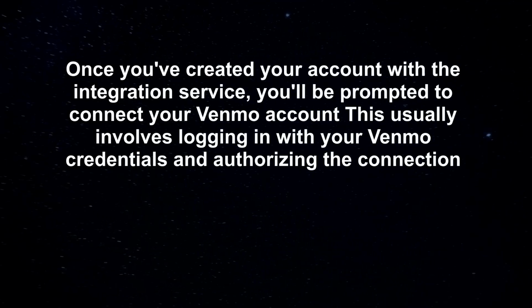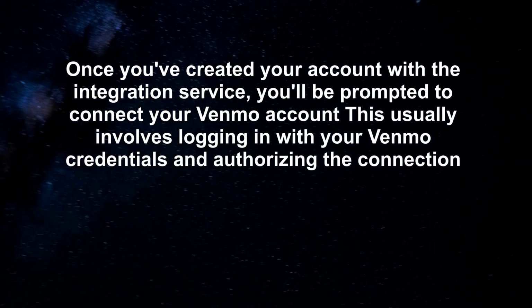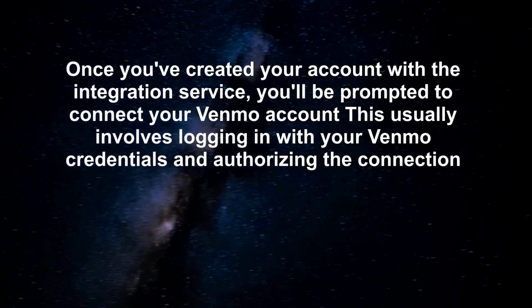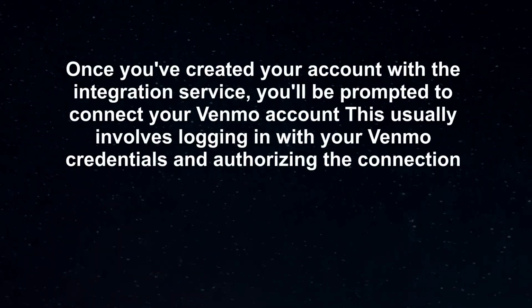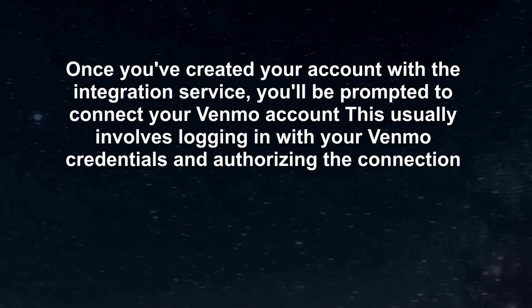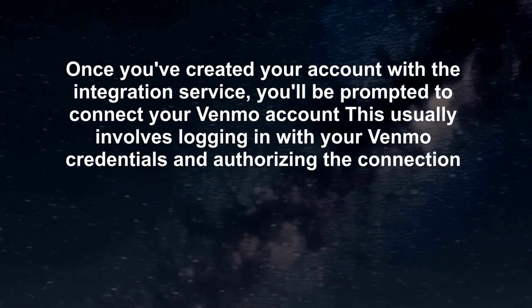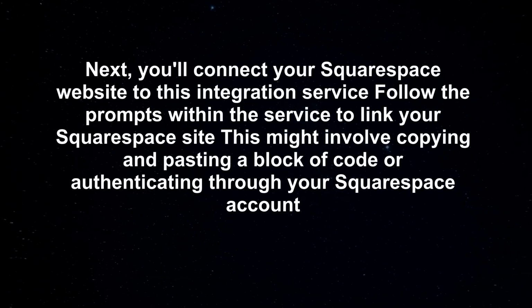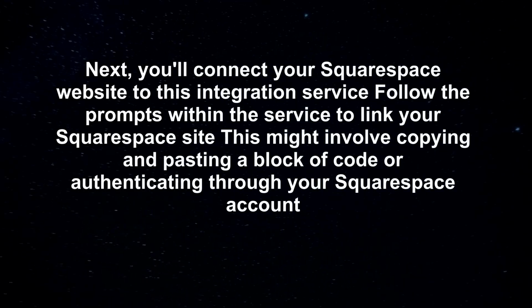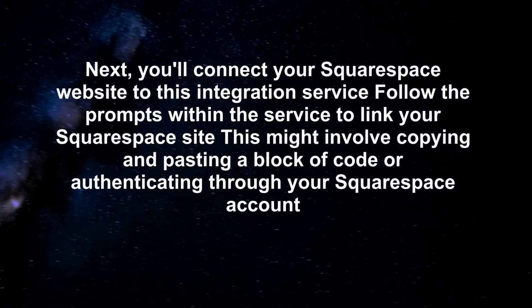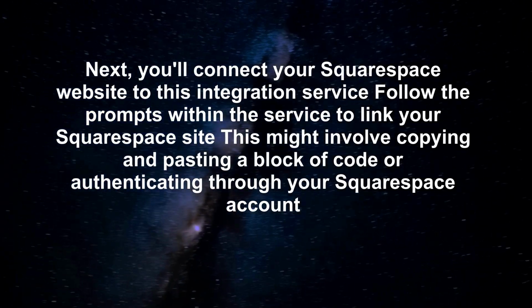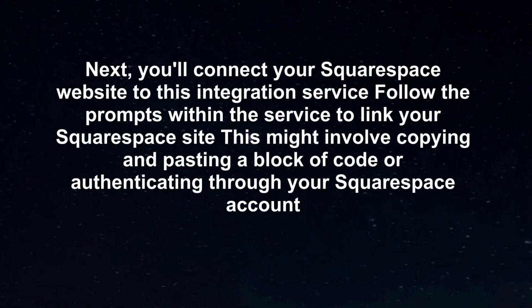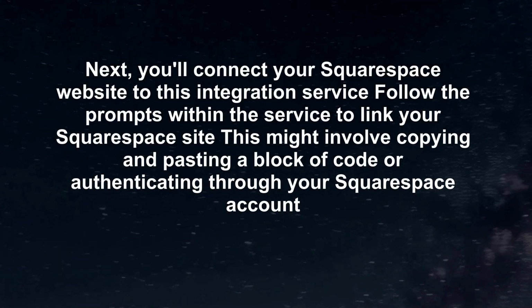Once you've created your account with the integration service, you'll be prompted to connect your Venmo account. This usually involves logging in with your Venmo credentials and authorizing the connection. Next, you'll connect your Squarespace website to this integration service. Follow the prompts within the service to link your Squarespace site. This might involve copying and pasting a block of code or authenticating through your Squarespace account.